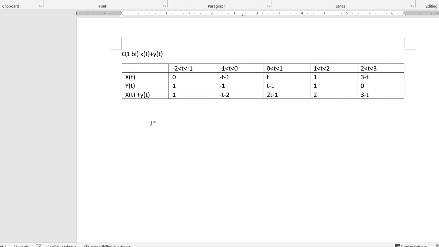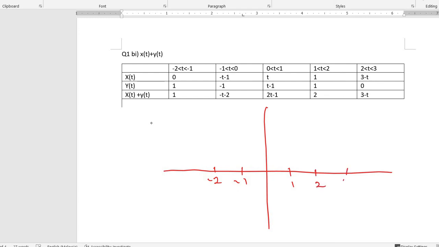Okay, so now based on this table, you can draw because the question requests you to sketch xt plus yt. Okay, so sketch it. Okay, you have negative 2, negative 1, 1, 2, 3. Okay, so this one is 1, 2, negative 1, negative 2. Okay, so from negative 2 to negative 1, you are looking at this data. Negative 2 to negative 1, you have the amplitude is 1. Okay, this is amplitude 1.